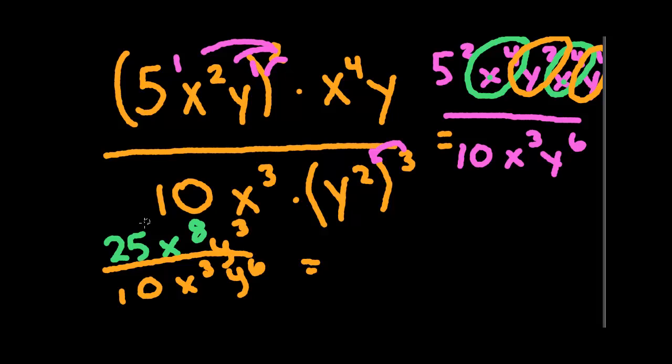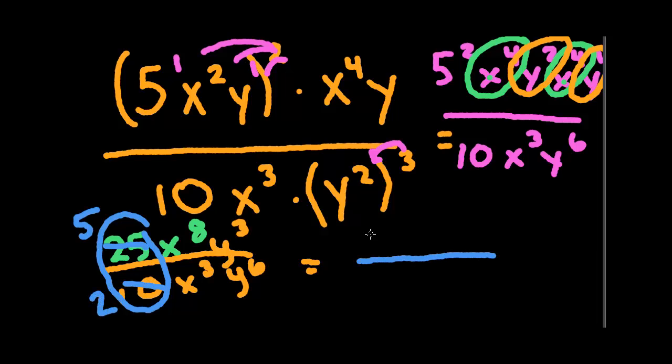Okay, now I start with my numbers. 25 and 10. 5 goes into both of those. So 5 goes into 25 5 times. 5 goes into 10 twice. So 5 and 2. Then I have x and x, so we're going to combine these two. X to the 8 and 3. So I'm going to do 8 minus 3 is 5. The bigger number's on top, so the x is going to stay on top.